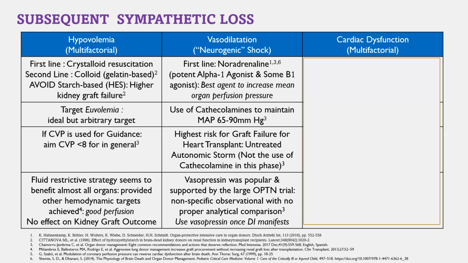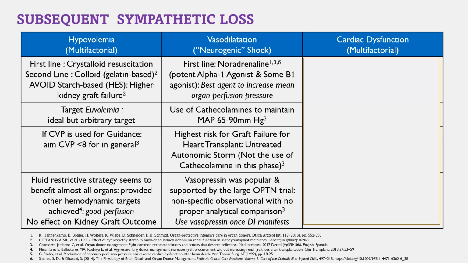So do not be afraid to use catecholamine to maintain MAP 65 to 90. If you read the older papers, you may find that some of these suggestions or recommendations are to avoid catecholamine, but this is actually not true. When researchers did studies again, more extensively, they found out the highest risk for graft failure in terms of hemodynamic management. They have seen this a lot, especially for heart transplant.